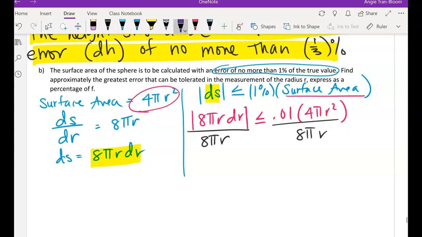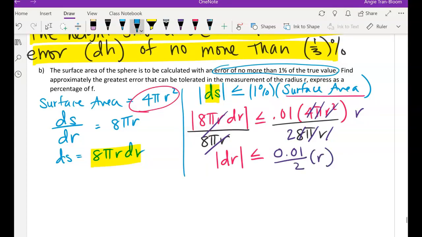With that, we can cancel out that and that. We currently have dr left by itself. Let's cancel some things on this side. Let's see. I have 1 r left on the top. A pi and the pi will be gone. A 4 and the 8 will give me 2. So that will leave me 0.01 over 2 of the radius. Let's multiply this so I can get rid of fractions. I don't like having decimals and fractions all together. So multiply the top by 100. That means multiply the bottom by 100, just so that way I can have the fractions all by itself. So no more than 1 over 200 of the radius.